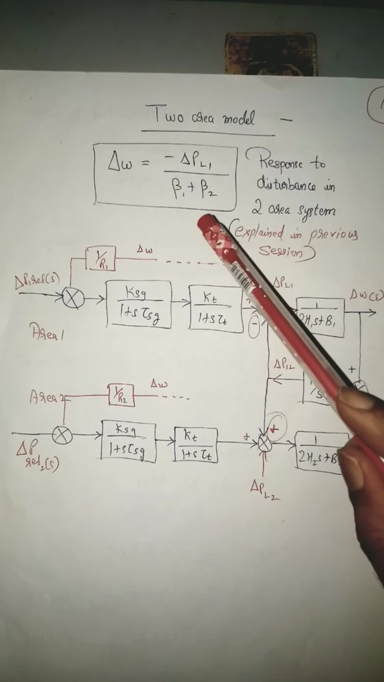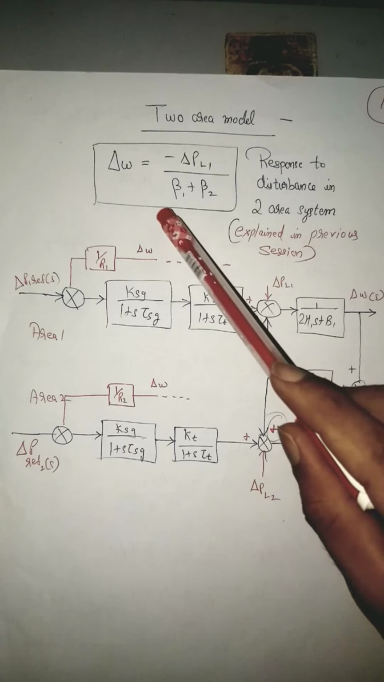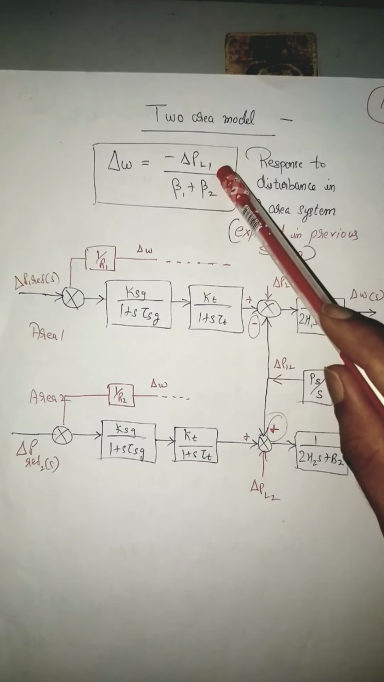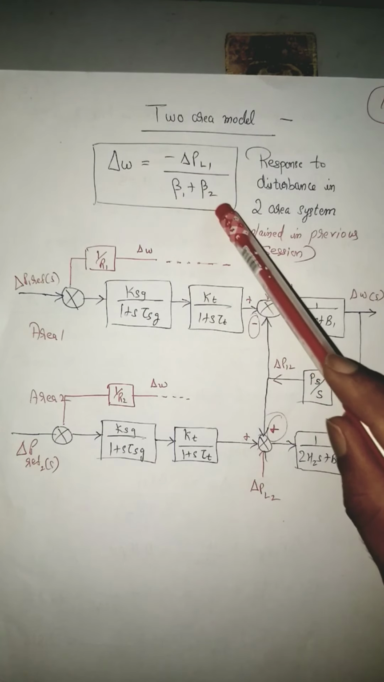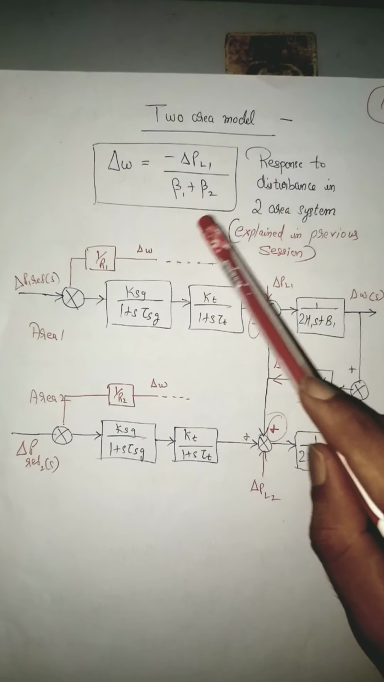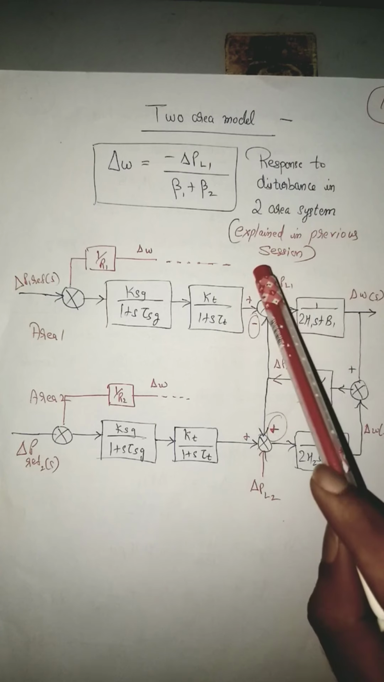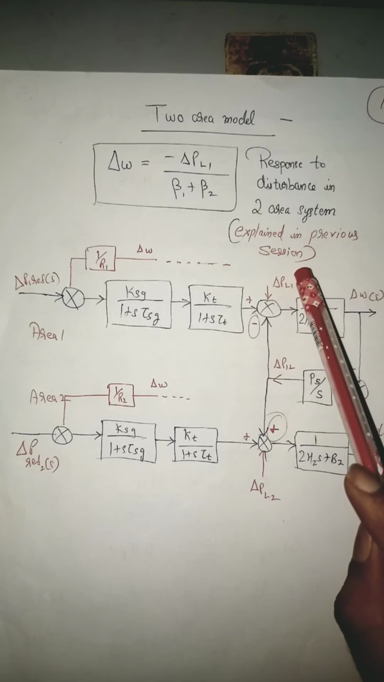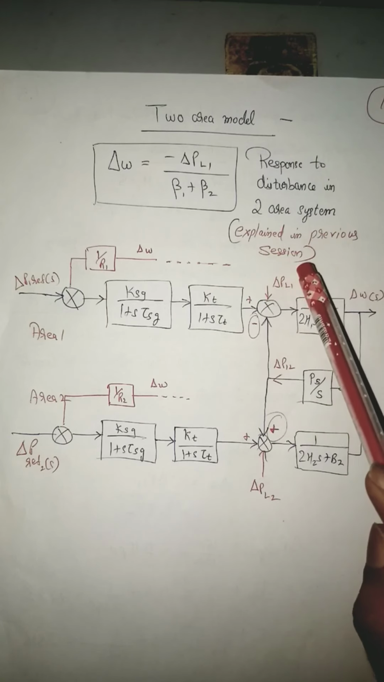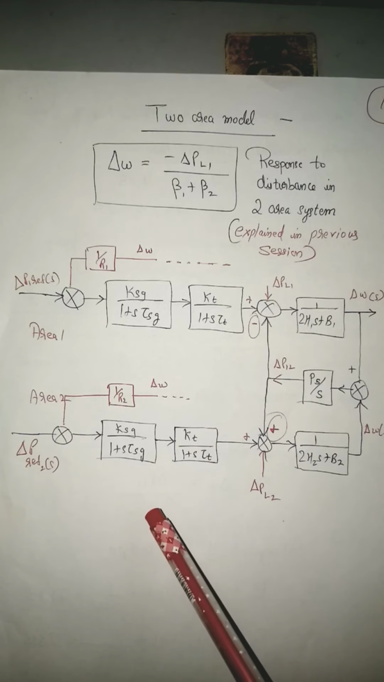You very well know the expression which you have seen in the previous video. Delta omega is equal to minus delta PL1 by beta 1 plus beta 2. This is nothing but the final expression for response to the load disturbance in a two area system. It has been explained in the previous session. So now we have drawn the block diagram for that.